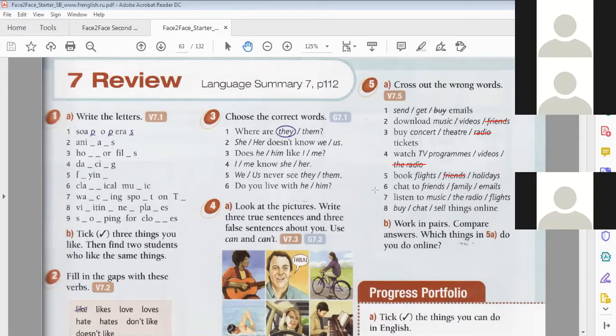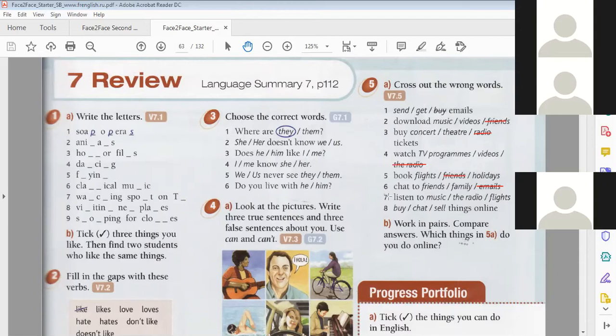Very good. Number 6, Manal, also. Chat to friends, family. Emails the wrong. Okay, excellent. صح. Nice. Okay, Omnomedia, number 7 and 8. Can you do them, please?